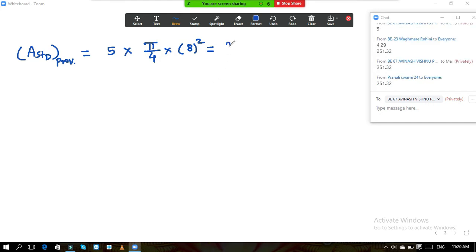251.32 mm square. So now this area we are going to provide, as the required area is 216, we are going to provide 251.32 after rounding up the number of bars. Now we are going to calculate the spacing again.